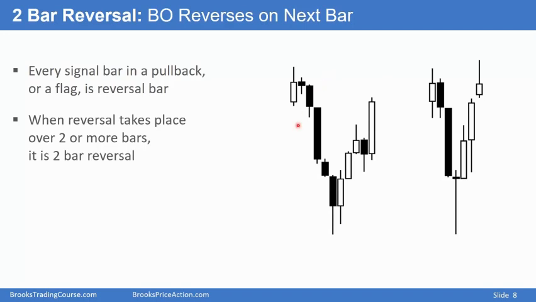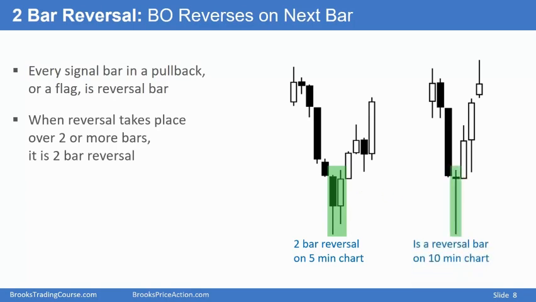Let's say this is the 5-minute chart. We sold off, reversed up. We reversed over the course of 2 bars. It's a 2-bar reversal. And if you look at a 10-minute chart, this is what it looks like. It's a reversal bar on a 10-minute chart.